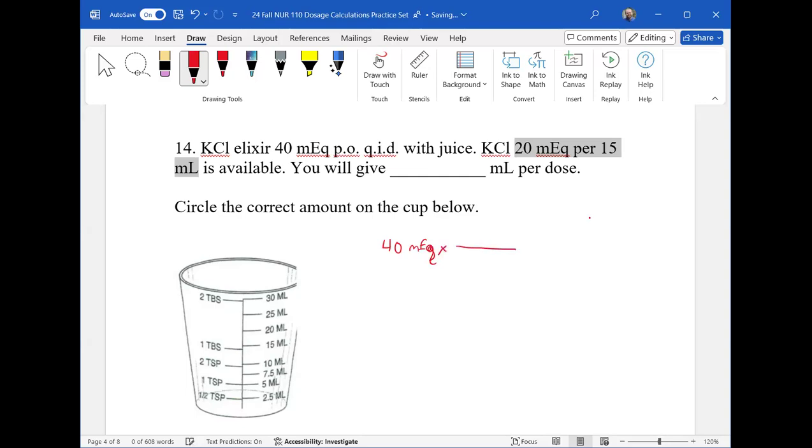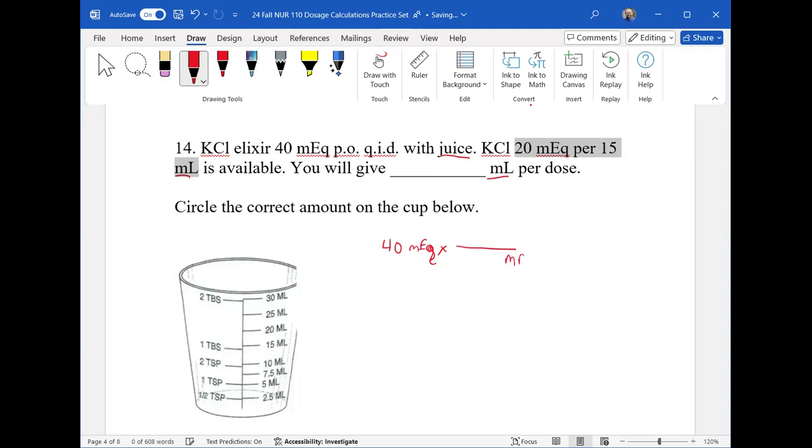And I'm going to convert milliequivalents to milliliters. It tells me that we're converting to milliliters. And also I can look at my cup. I have tablespoons, I have milliliters, but what's my available in? Milliliters. If it's being taken with juice, probably an indicator that it is a liquid or a suspension of some sort, okay?